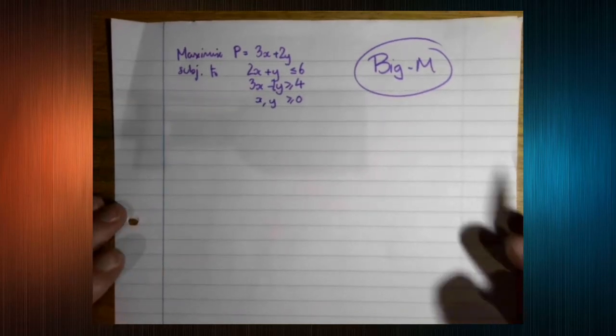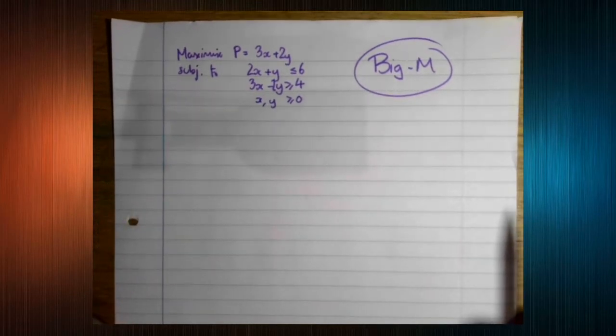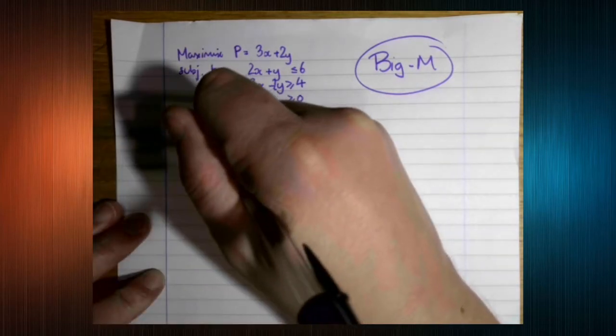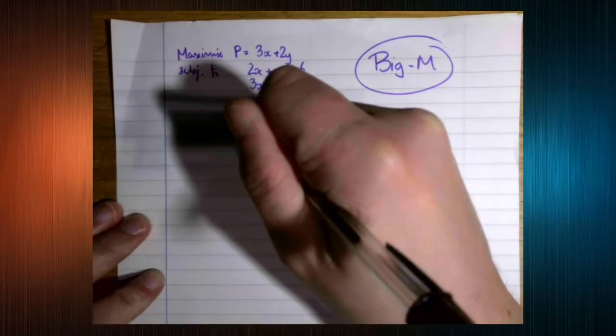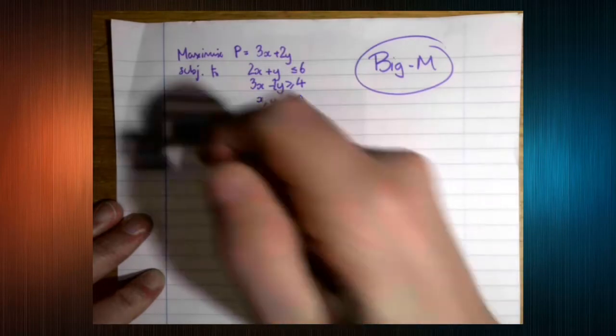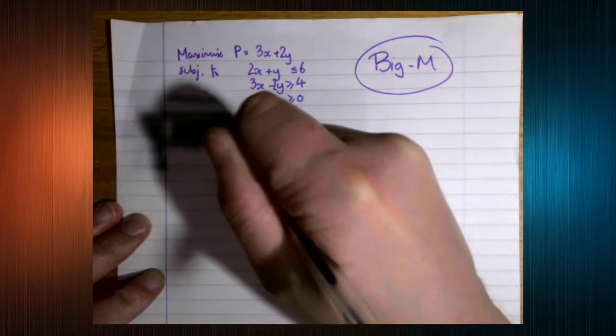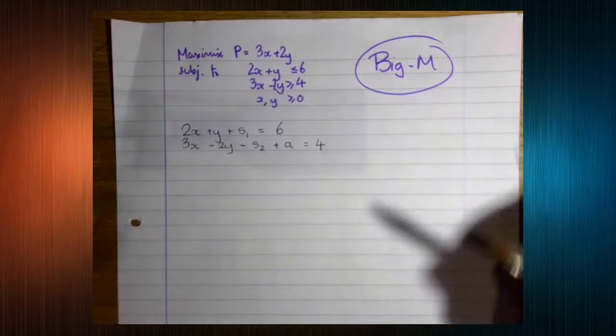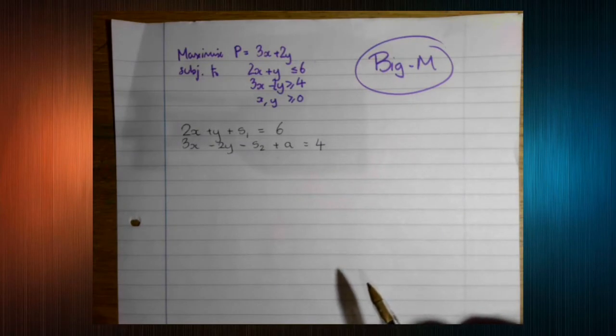Now the setup to the Big M method is very similar to that for the two-stage simplex method. We're still going to introduce artificial variables, surplus variables and slack variables like we did before. So let's start by doing that. With our two inequalities, we've got 2x plus y plus s1 equals 6 for this one here, and then 3x minus 2y minus s2 plus a equals 4. So pretty much the same as with the two-stage method.